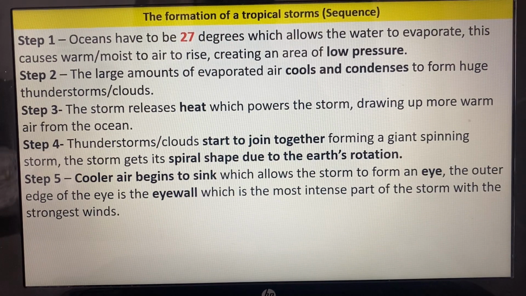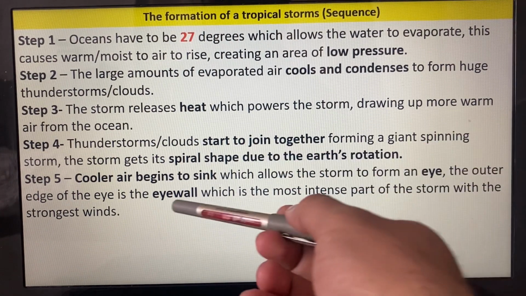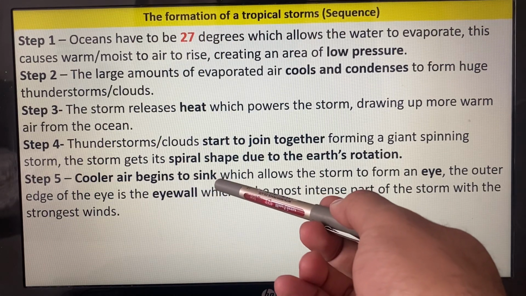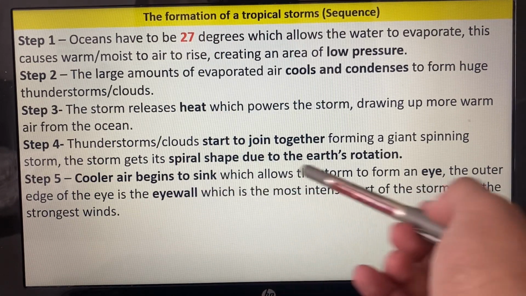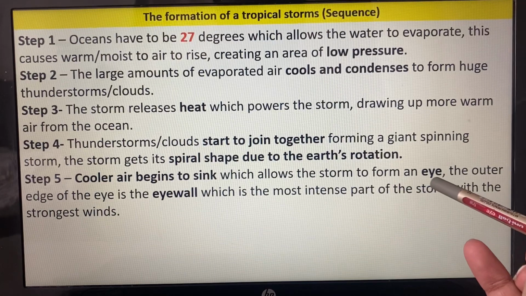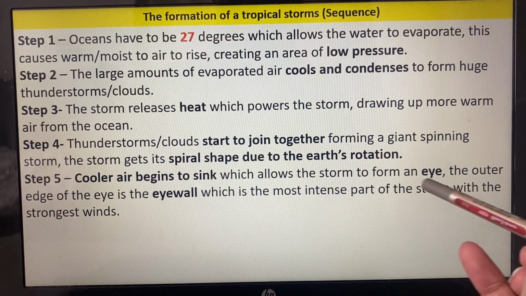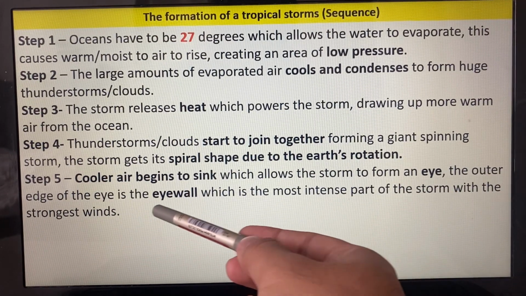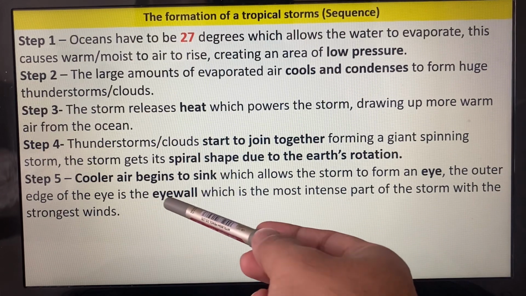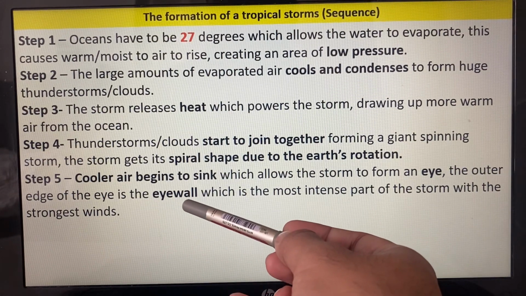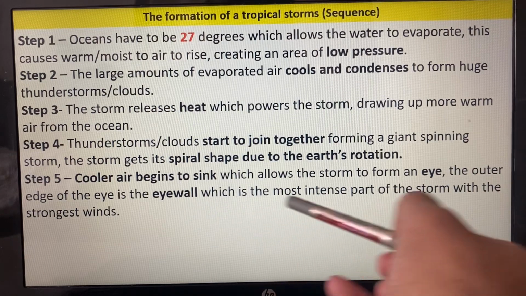It's got an eye and eye wall. So you just have to mention that cooler air begins to sink. When it sinks, it forms the eye, which is the calmest part of the storm. And then you quickly mention that the outer edge of the storm is known as the eye wall. This is the most fierce part of the storm, which has the strongest winds and rain bands.